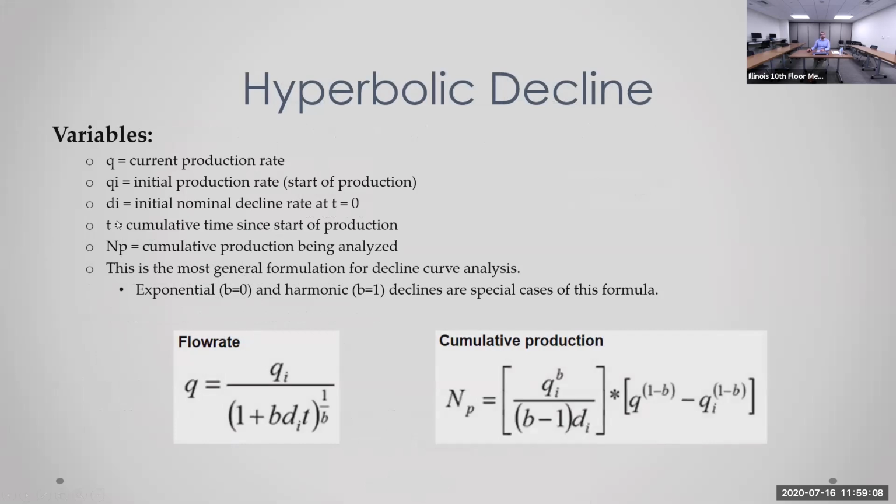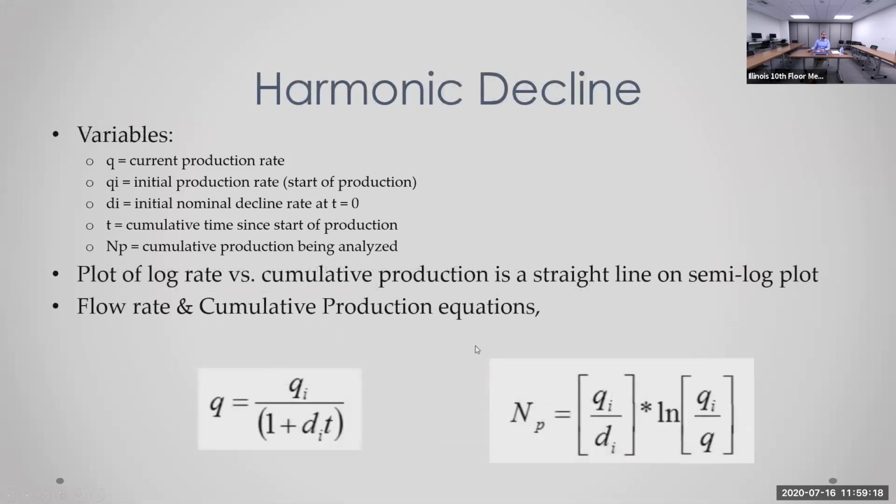Hyperbolic decline, again, that's the equation. That's the equation that you use to calculate the cumulative production and the flow rate and all the variables associated with it. Harmonic decline, again, same thing, all the variables, flow rate. The plot of log rate versus cumulative production is going to be a straight line on a semi-log plot. Flow rate and cumulative production equations are displayed as follows.